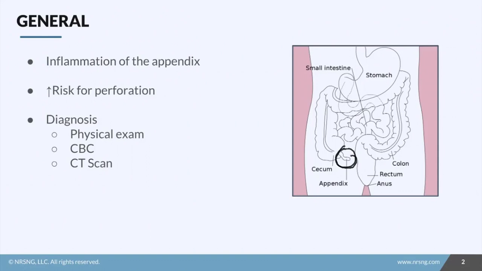Now, this complication can happen in adults as well as children, but there's an increased risk for perforation in kids. And the reason for this is because diagnosis of appendicitis can be a little bit trickier in children and is often delayed. Now, generally, appendicitis is diagnosed with a thorough physical exam, a CBC looking for signs of infection, and a CT scan of the abdomen. And this is the same for kids, but with kids, you have a really difficult time getting an accurate clinical picture because they have a difficult time explaining their pain to others.